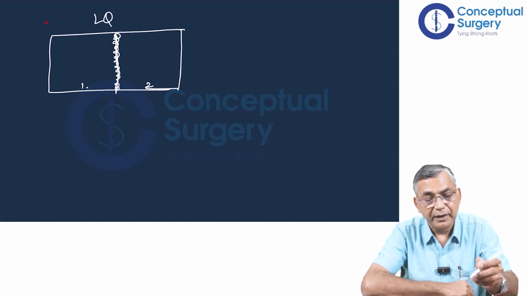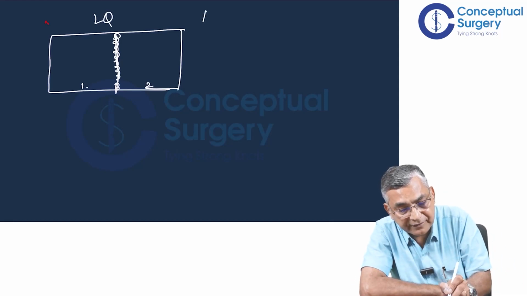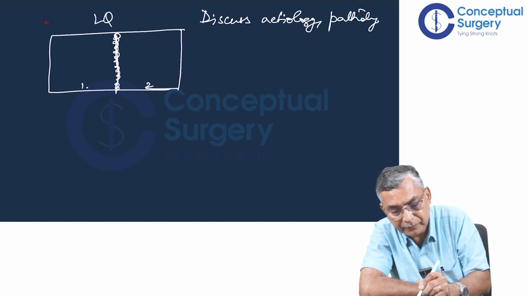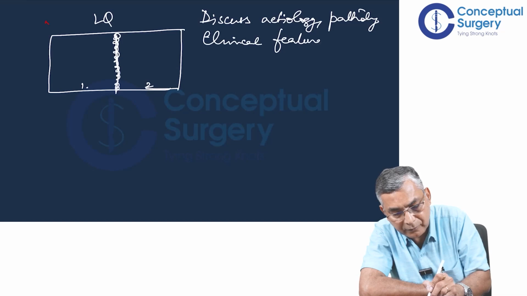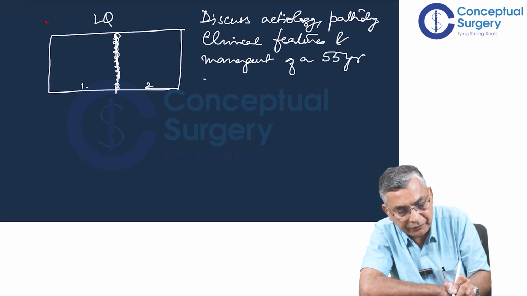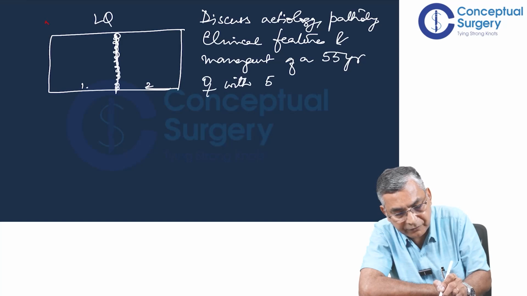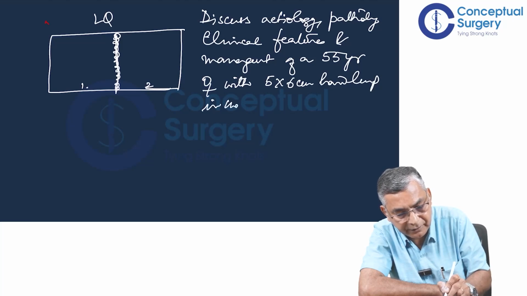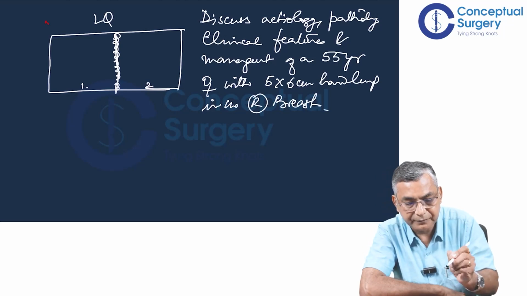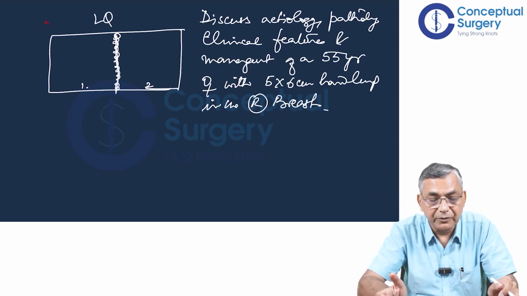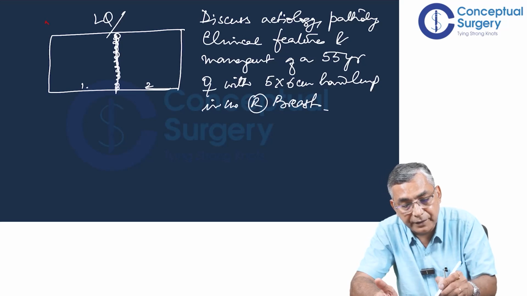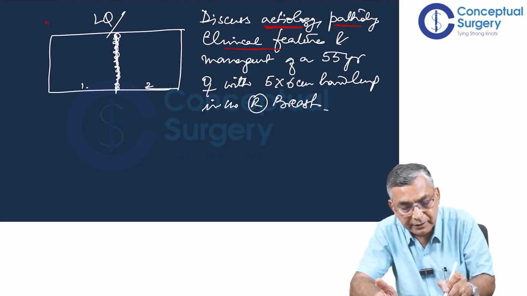So if this was a long question, the question is: discuss the etiology, pathology, clinical features and management of a 55-year-old female with a 5 cross 6 centimeter hard lump in her right breast. Let's make it very simple. Now, there are already some cues in this long question. The cues are coming from the question itself: etiology, pathology, clinical features and management.